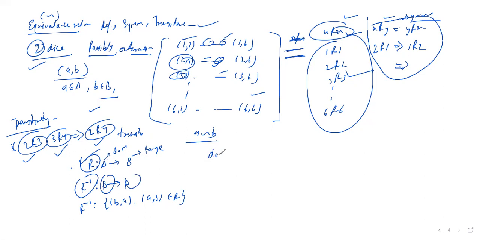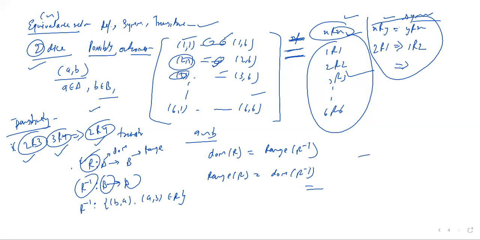So the point here to note is that the domain of relation R is the range of R inverse, and the range of R is the domain of R inverse. Okay, so this is the basics of the relation topic.